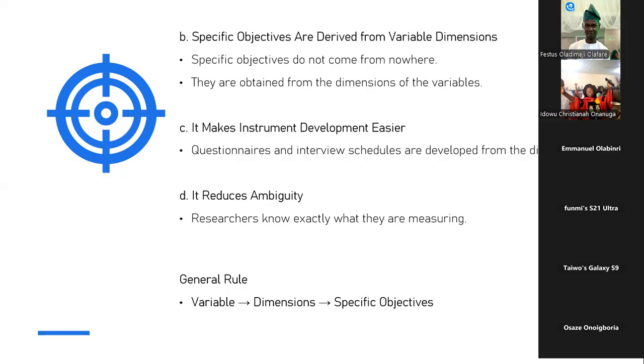So to set our objectives now, we will be making each of those sub-variables of family background, the three of them, and correlating them to the student's academic performance. That is how to form objectives under a correlational study. So the general rule is identifying the variables, then picking each variable and examining them to see which one is easier to find dimensions for. Those dimensions are what we call subvariables. Do you get? Then use those subvariables or dimensions to form your specific objectives.